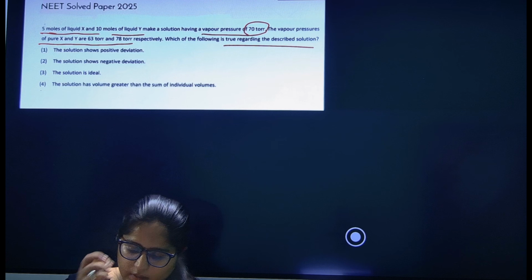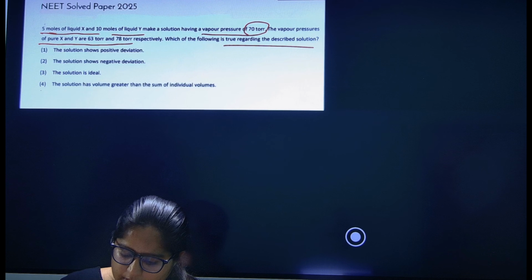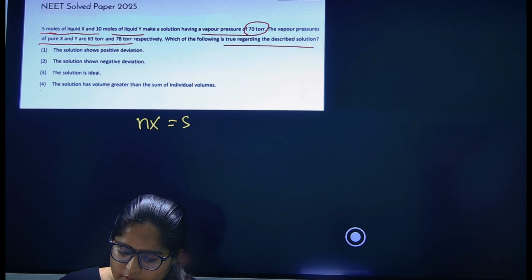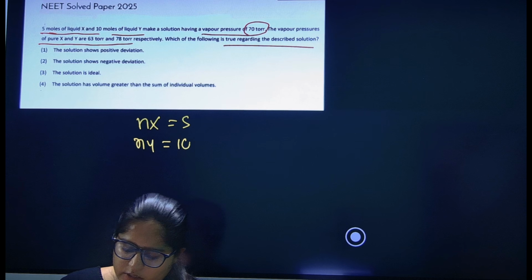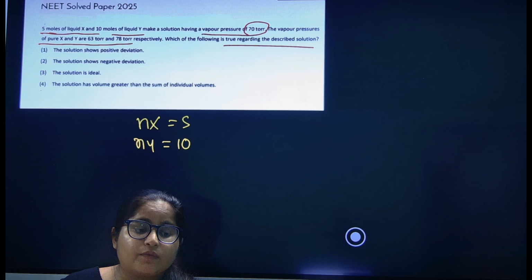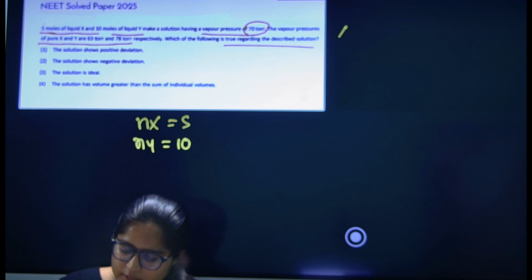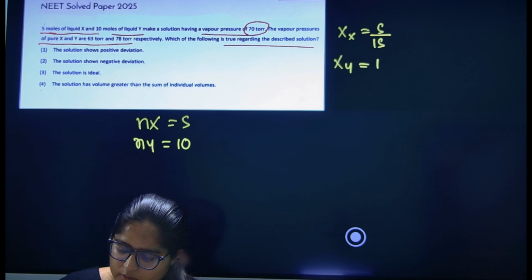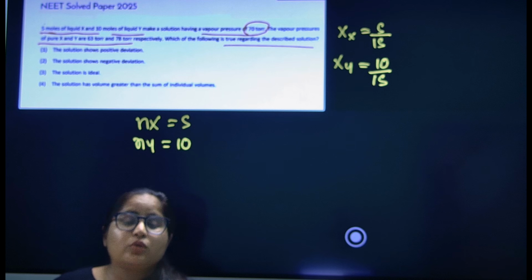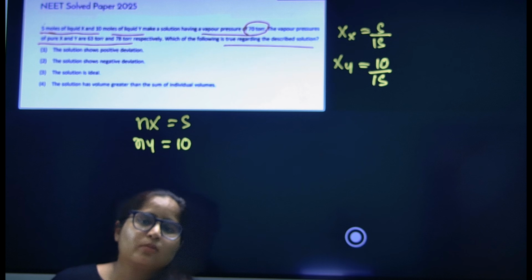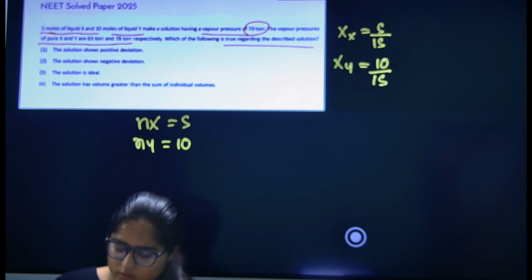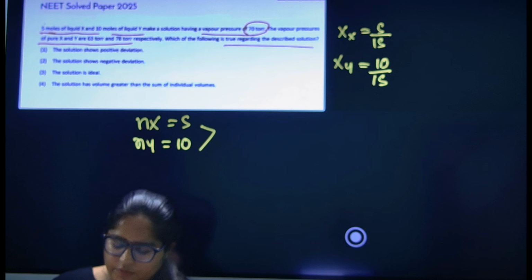So I am writing here whatever is given. Liquid X, mole of X they have given 5. Next, mole of Y, how much? 10. If we know mole, can we find mole fraction? So I can say, ma'am, mole fraction of X will be 5 by 15. Mole fraction of Y will be equal to 10 by 15. Those who don't know the formula for mole fraction: mole of that by total mole. So total mole will be 5 plus 10, 15 here.